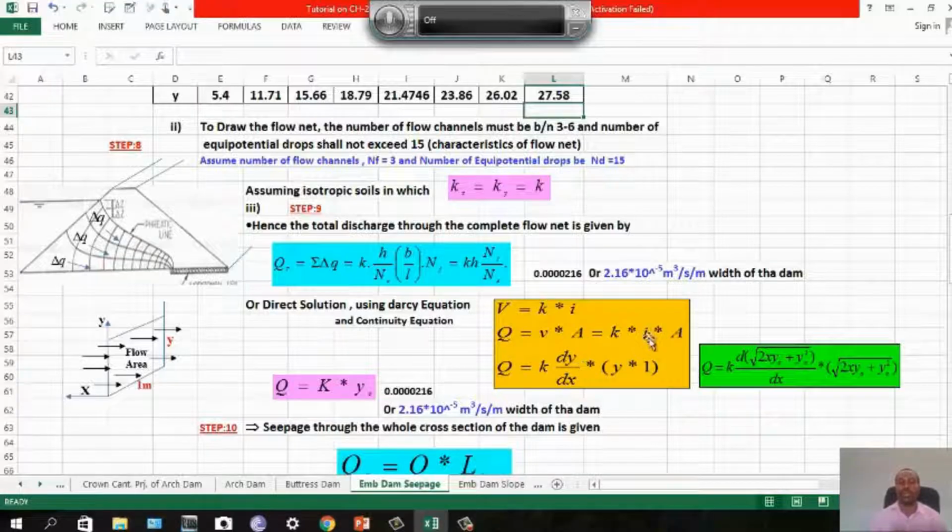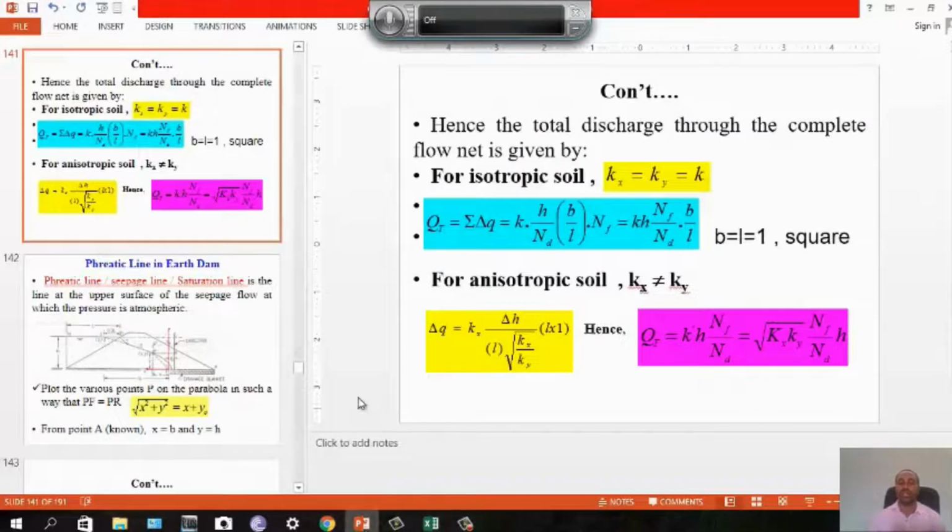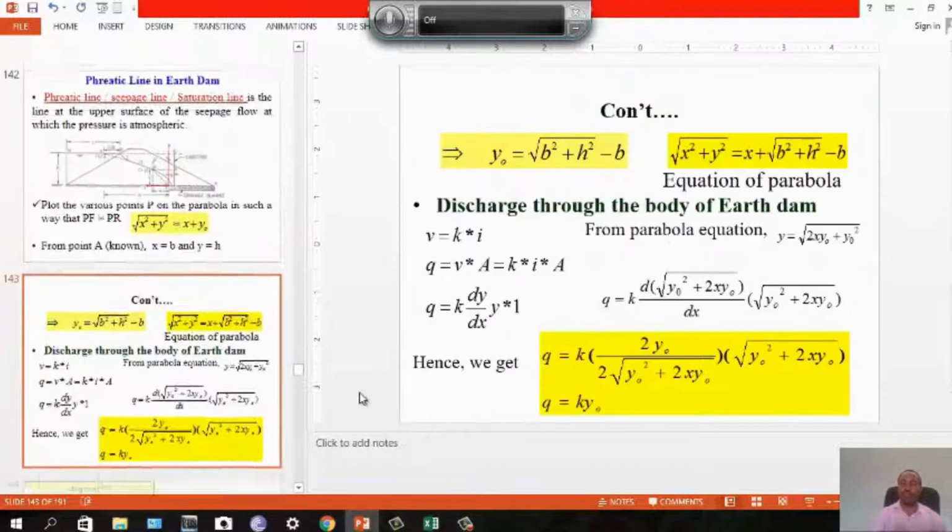In place of i, the hydraulic gradient, which is the rate at which the depth is changing with respect to x, dy over dx, times the area, y times 1. So this is y times 1, a single flow area. You can see a sample with this 1 meter width of the dam. Then you can substitute. Finally, if you differentiate dy by dx, then you can get it. You can see this from the proof.